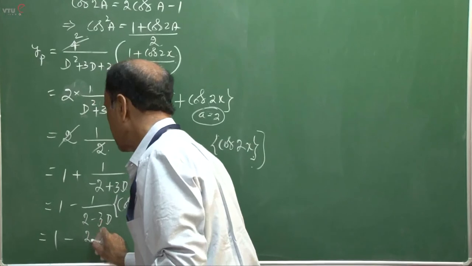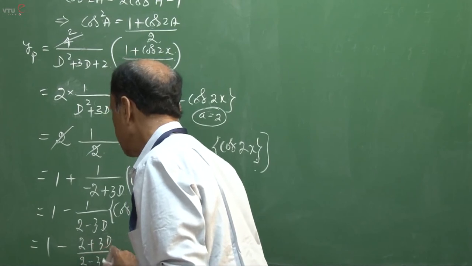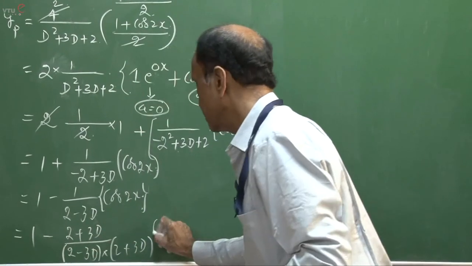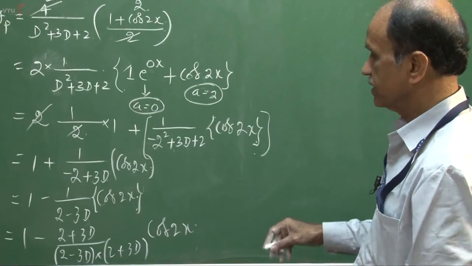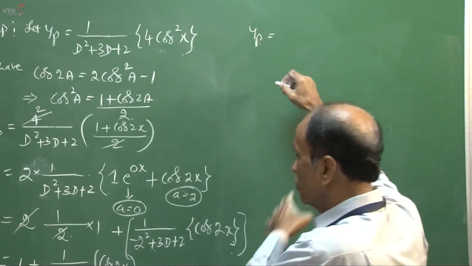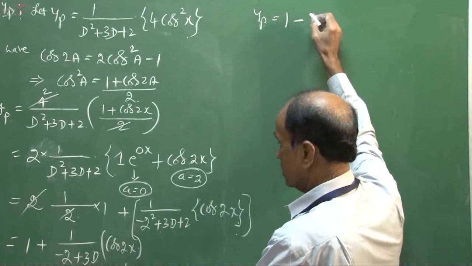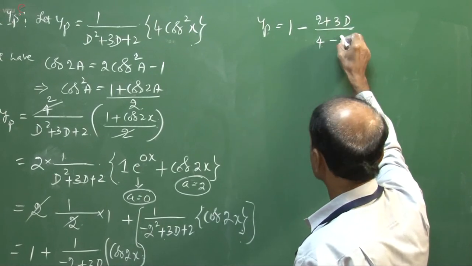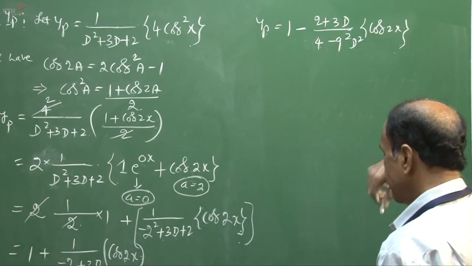That is 1 minus 2 plus 3d divided by 2 minus 3d into 2 plus 3d, this is in another bracket, then it is operating on cos of 2x. Therefore, yp, the particular integral, is equal to, what is that value? That is numerator 2 plus 3d, and denominator it should be 4 minus 9 d square, operating on cos of 2x. This is your trigonometric function.